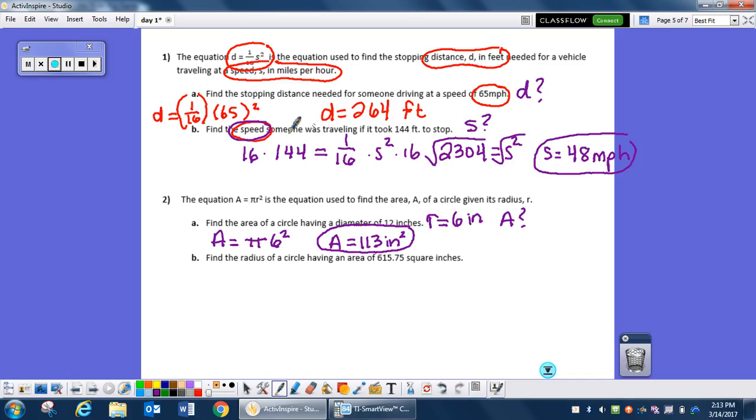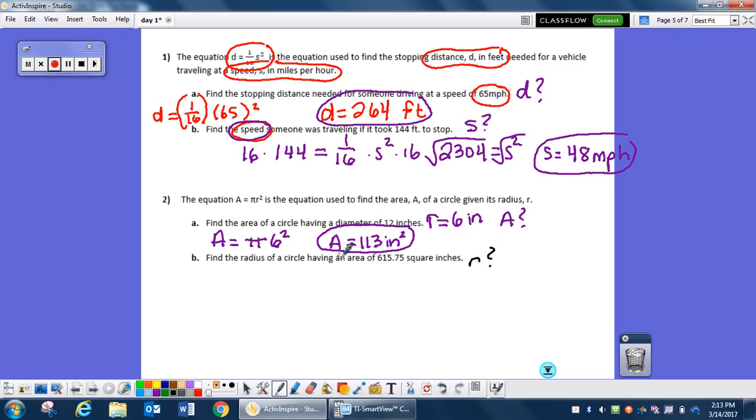Okie dokie. So I'm going to be circling my answers. I forgot to up there. All right, and number 2, find the radius of a circle having an area of 615.75 square inches. So this time it says find the radius. So we're solving for r.